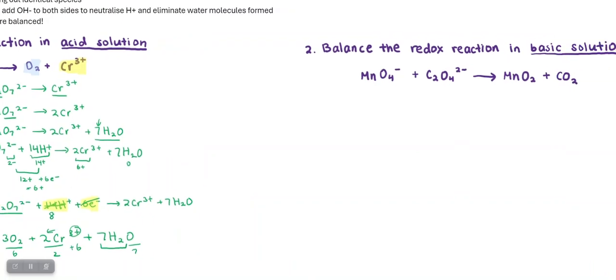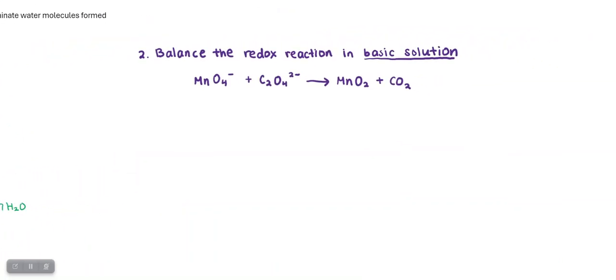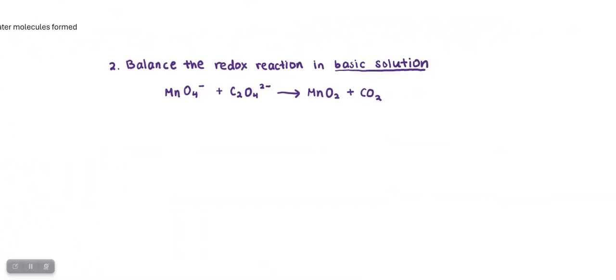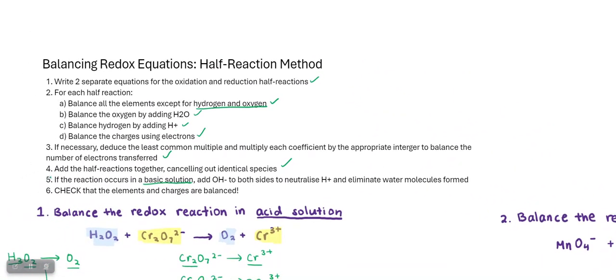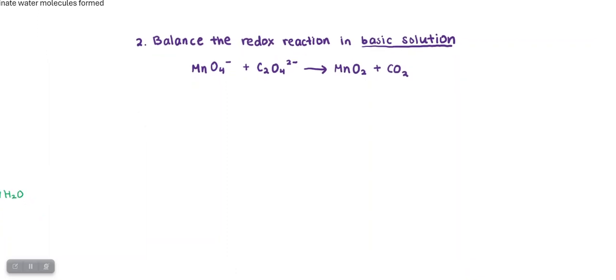So now let's move on to the next one, which is a bit different. This is in a basic solution. So we're going to follow all the steps we did until up to step 5, where we have an additional step before we check the balancing. So just as before, we're going to split this up into half reactions.